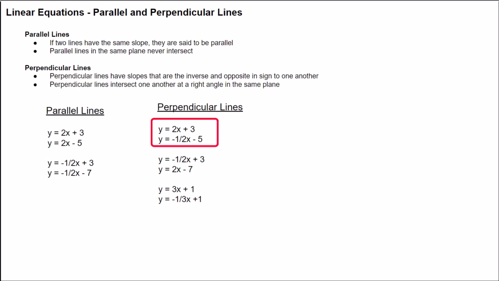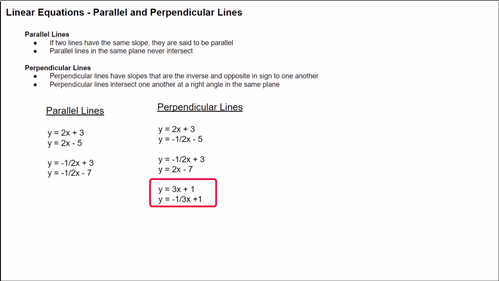The two lines here are perpendicular because the first line has a slope of 2, and the line below that, its slope is equal to the inverse opposite of the one above it. So instead of having a positive 2, we have a negative 1/2. Same thing with these lines. The slope for the first line is negative 1/2. If you take the opposite sign of that, it becomes a positive, and if you take the inverse of that, you get a 2.